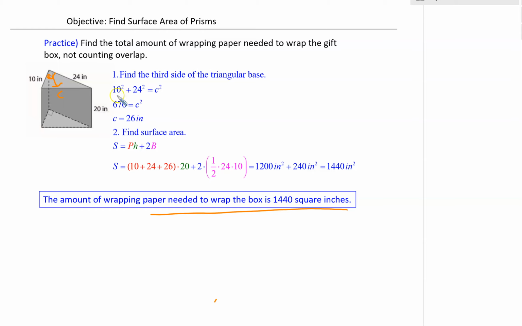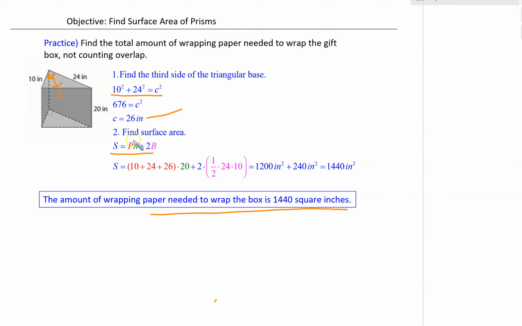So it'd be 10 squared plus 24 squared equals C squared. So that side turns out to be 26 inches. If that is right, but you still didn't have the correct area at the end, this is done using the formula. So remember, the triangles are the bases. This is a triangular prism.